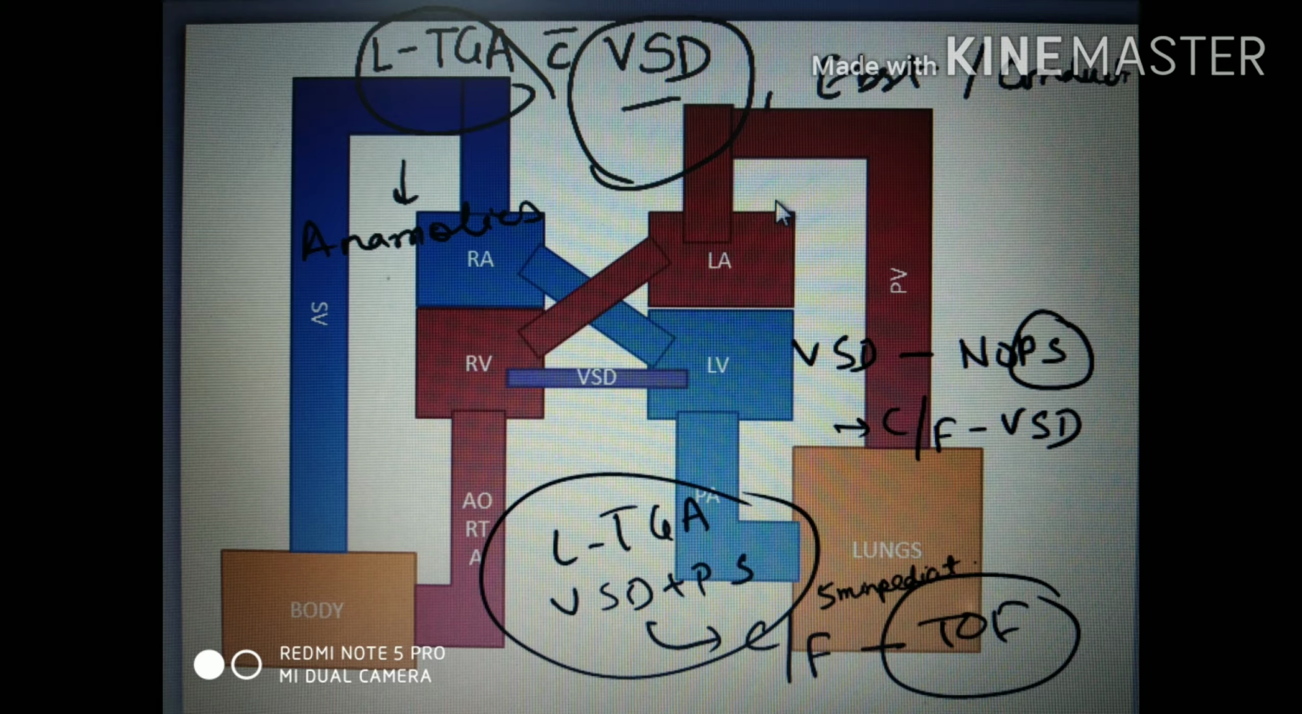Now generally, if LTGA is present in isolation, it is hemodynamically normal. But the bad thing about LTGA is that it is mostly associated with anomalies like VSD. If it is isolated VSD with no PS, then the clinical features of VSD are there. If LTGA plus VSD plus PS is there, then it usually presents like a case of TOF.